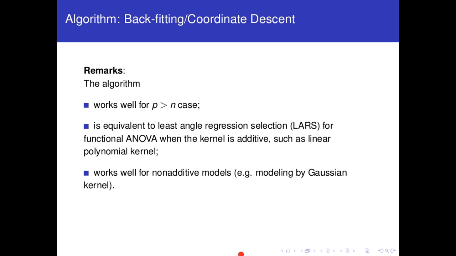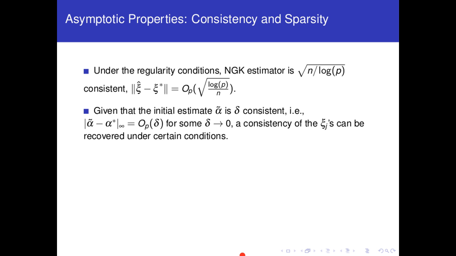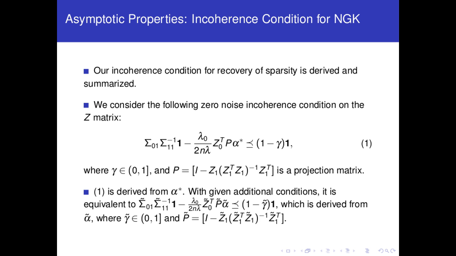Because of this closed form solution, our algorithm works well for P larger than N. It is equivalent to least angle regression selection for functional ANOVA when the kernel is the additive model case. It works well for non-additive models using the Gaussian kernel. We can also show that under regularity conditions, our NGK estimation is consistent as long as our initial estimation is delta consistent. We also show that our approach can satisfy this condition, called the incoherence condition. It is very important that a method satisfies this incoherence condition for recovering sparsity.